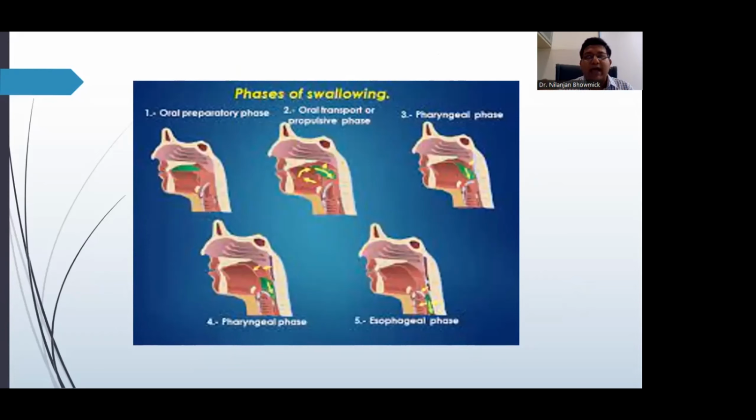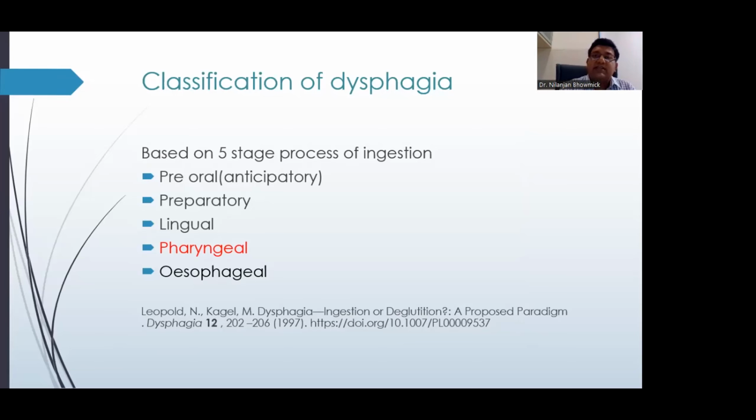Now, Leopold in 1997 classified dysphagia based on the 5-stage process of ingestion. That's pre-oral, which was the anticipatory stage, preparatory dysphagia, lingual dysphagia, pharyngeal and esophageal dysphagia. Our discussion today will center primarily around pharyngeal dysphagia.